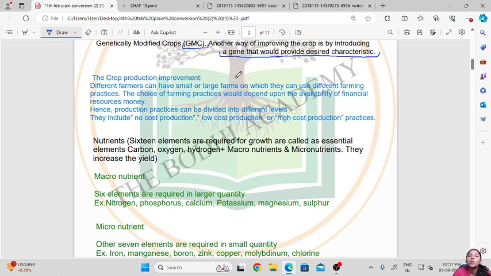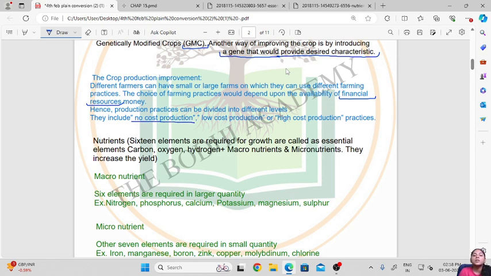The farmers with small farms will mostly use the traditional ways of farming, whereas the farmers with larger farms will use mostly the modern techniques and modern implements in their fields. So the choice of farming practices would depend upon the availability of financial resources. Okay. So mostly the farmers with larger farms will have more resources, and hence the production practices can be divided into three levels. The first is no cost production.